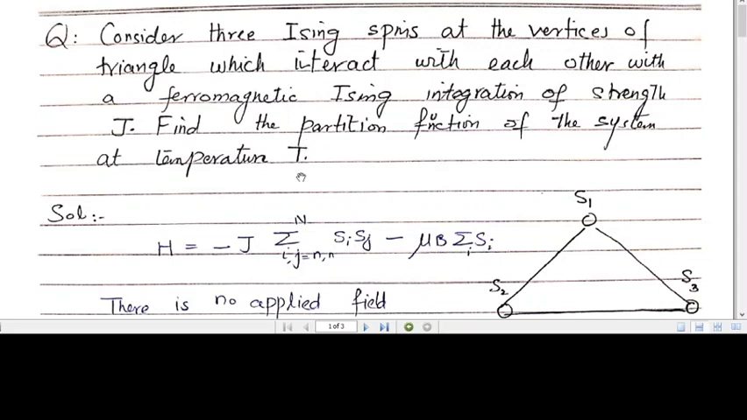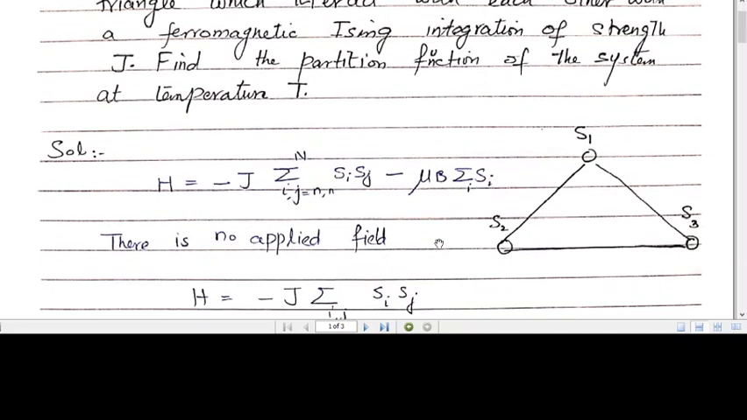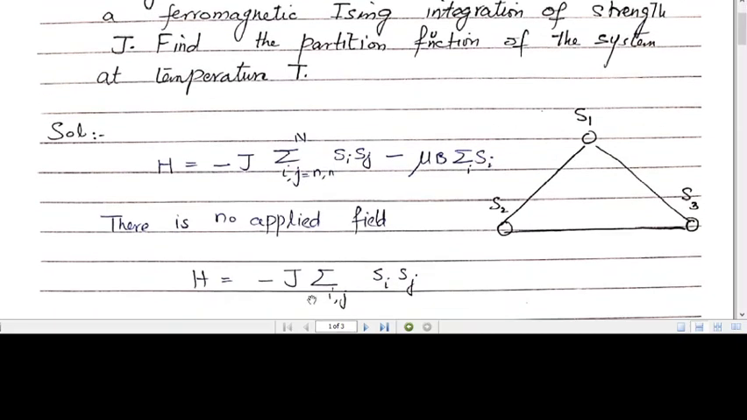According to the Ising model, the Hamiltonian of a system is given by H equals minus J summation over nearest neighbors ij of Si Sj, minus mu B summation of Si. As we discussed in our previous lecture, the first term is the Heisenberg exchange interaction, which is the interaction between the nearest neighbors only, and the second term is present whenever there is an applied magnetic field. As in the question there is no applied magnetic field, this term will be equal to 0. So we will be left with H equals minus J summation of Si Sj.